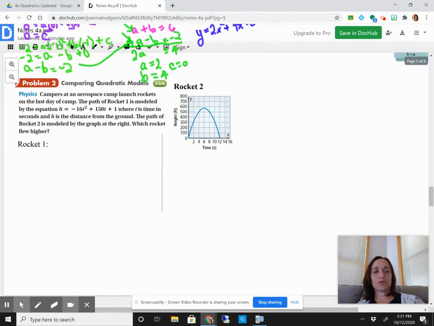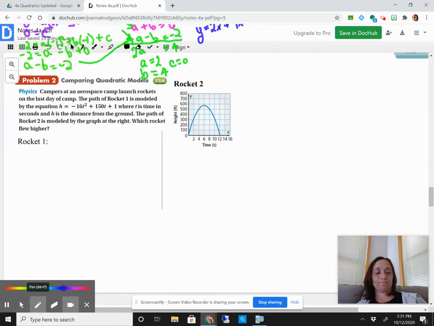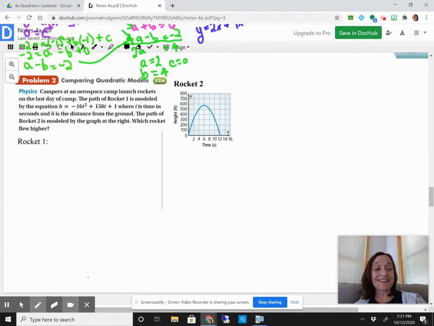All right, problem number 2. Campers at an aerospace camp launch rockets on the last day of camp, and the path of rocket 1 is modeled by this equation, where t is time in seconds and h is the distance from the ground, which is in feet, I see here from this graph. The path of rocket 2 is modeled by the graph. So this is rocket 2, and that equation is rocket 1.